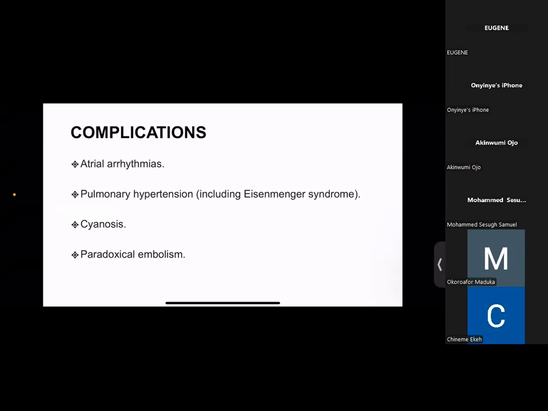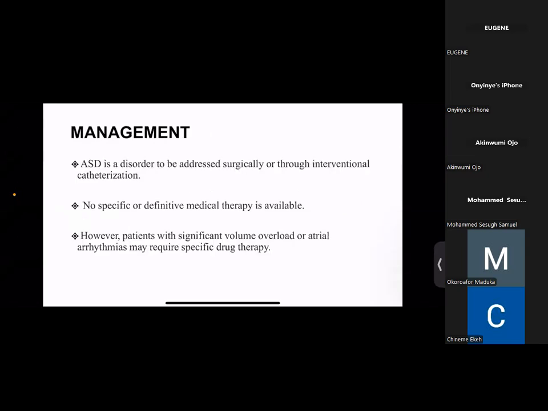Pulmonary hypertension is seen when there is now Acyanotic syndrome and reversal of the shunt. Cyanosis is seen as a complication when the Acyanotic syndrome has developed, and there could be paradoxical embolism where a deep venous thrombosis clot, or a venous clot, gets across the ASD and gets into the left circulation, the systemic circulation.